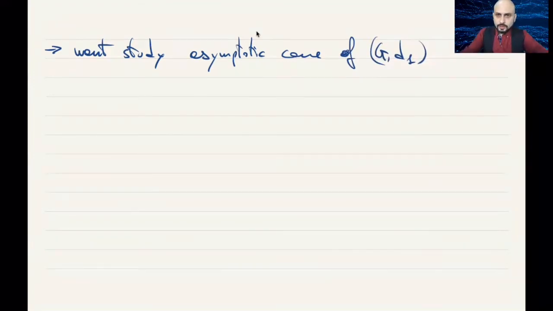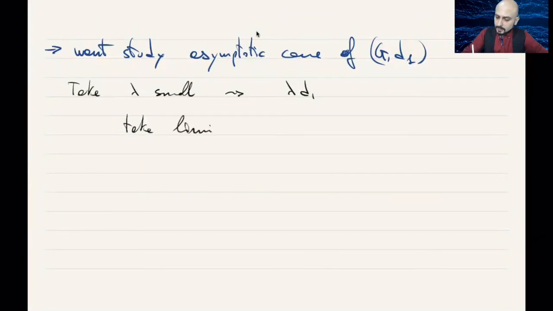To study the asymptotic cone of a space, we have to shrink the distance by multiplying it by a very, very small number. So we take lambda, or call it epsilon, a small number, and we consider the distance lambda d1, and we want to take the limit in the Gromov-Hausdorff sense of the space (G, lambda d1).